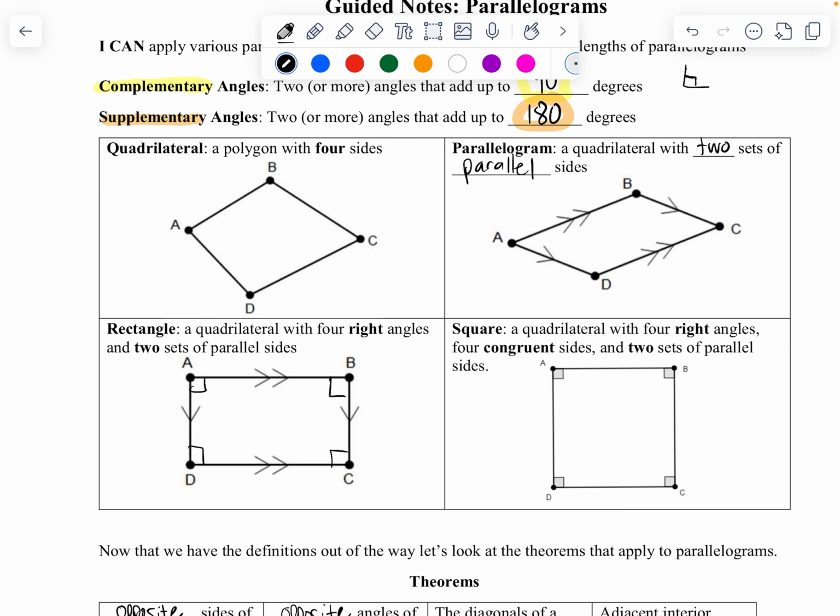And then last but not least, you have a square, which is the most stringent. You have a quadrilateral, which is also a parallelogram, which is also a rectangle, and it's a square if it's all of those other things, but also has congruent sides.